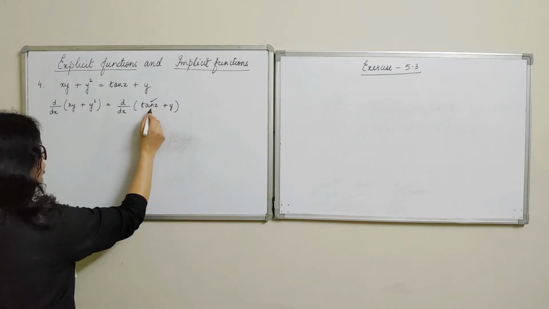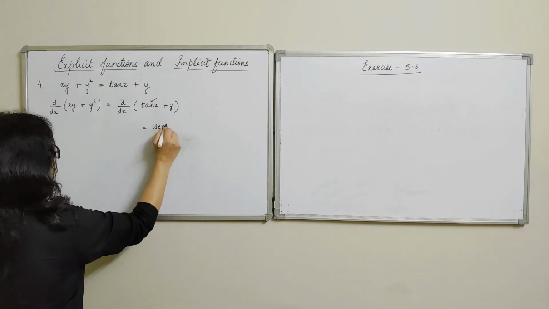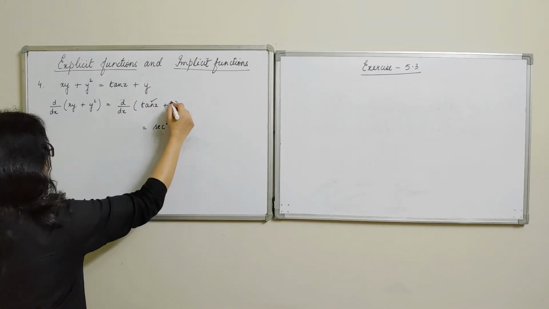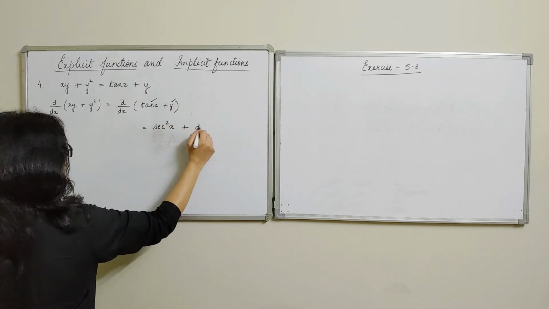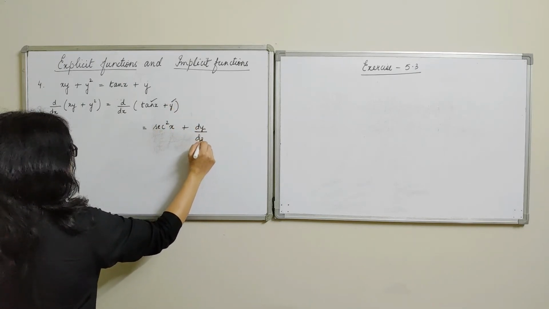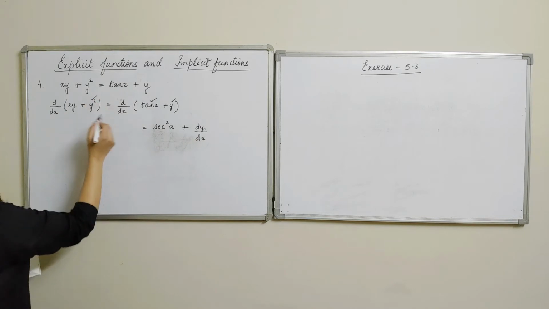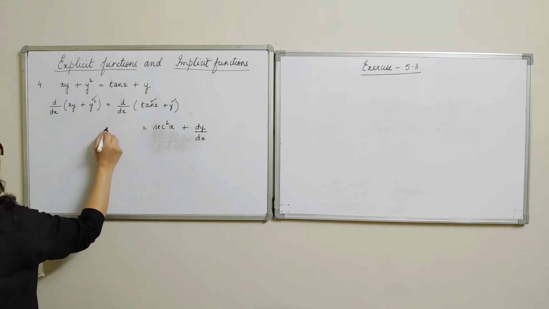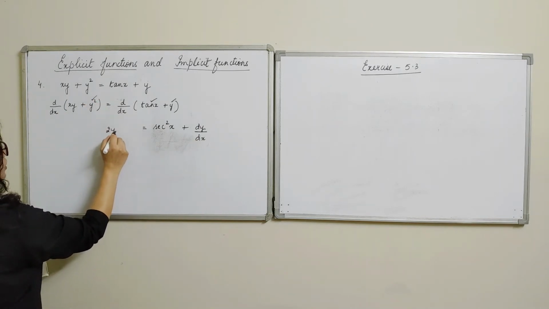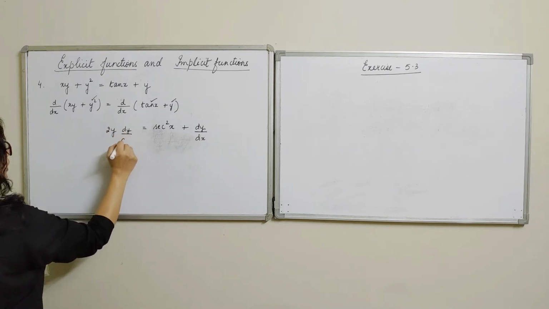Derivative of the tan function, this is a standard trigonometric function, its derivative is sec square x. Then derivative of y is dy by dx. On the left side, y square, this we have seen in the previous question also. Derivative of y square is 2y dy by dx.